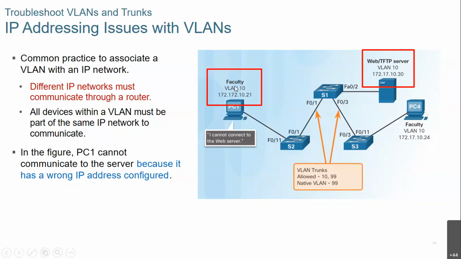So here, this PC1 is in VLAN 10. The server is in VLAN 10 as well. But look at the IP addresses, 172.17.10.21 and 172.172.10.30. Somehow it has an extra bit of 2 there. So now they are not in the same subnet anymore. Okay, so then we would have a problem. If you are in the same VLAN, you must be in the same subnet. So you just change the IP address, whichever is the correct IP address. If 17, change this one, and then you would have no problems anymore, if the problem is the IP address. Okay?